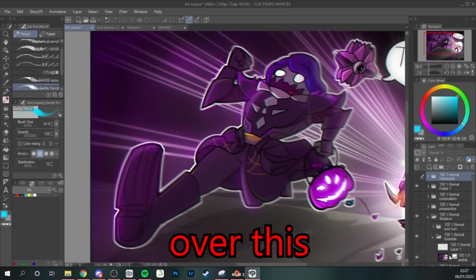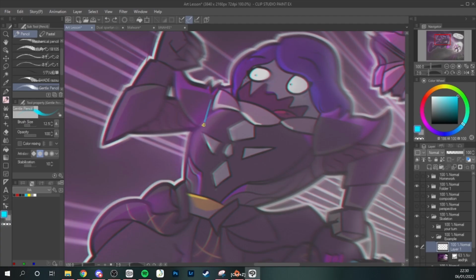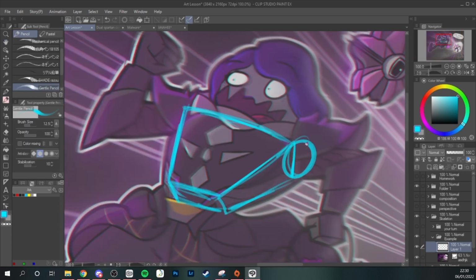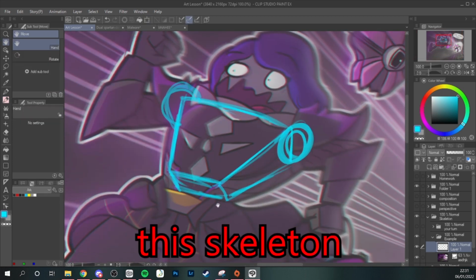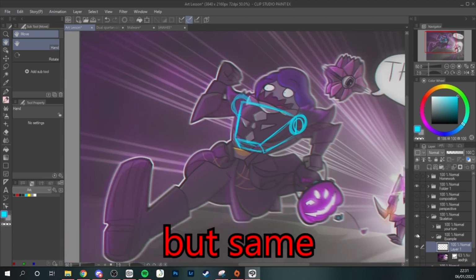Alright, so what we are going to do now, we have this drawing here. We're going to draw over this. Well, I'm going to draw over it and you're going to try and replicate it. The skeleton is going to be a bit weirdly proportioned because it's a very cartoonish thing, but same principle.